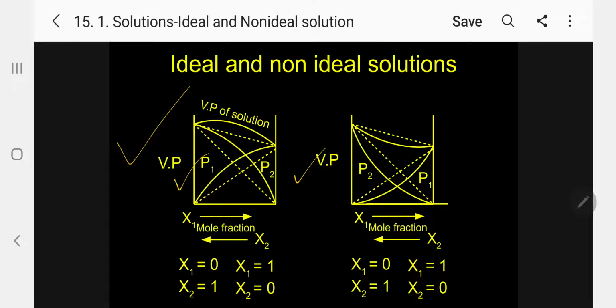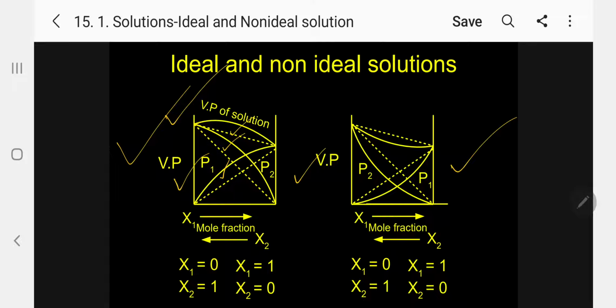So in this case, kindly see here, it is greater. Kindly follow. In this case, this is greater than the ideal solution. Here again, greater than the ideal solution. Here again, greater than the ideal solution. In all three cases, the vapor pressure is greater than the ideal solution, according to Raoult's law predictions.